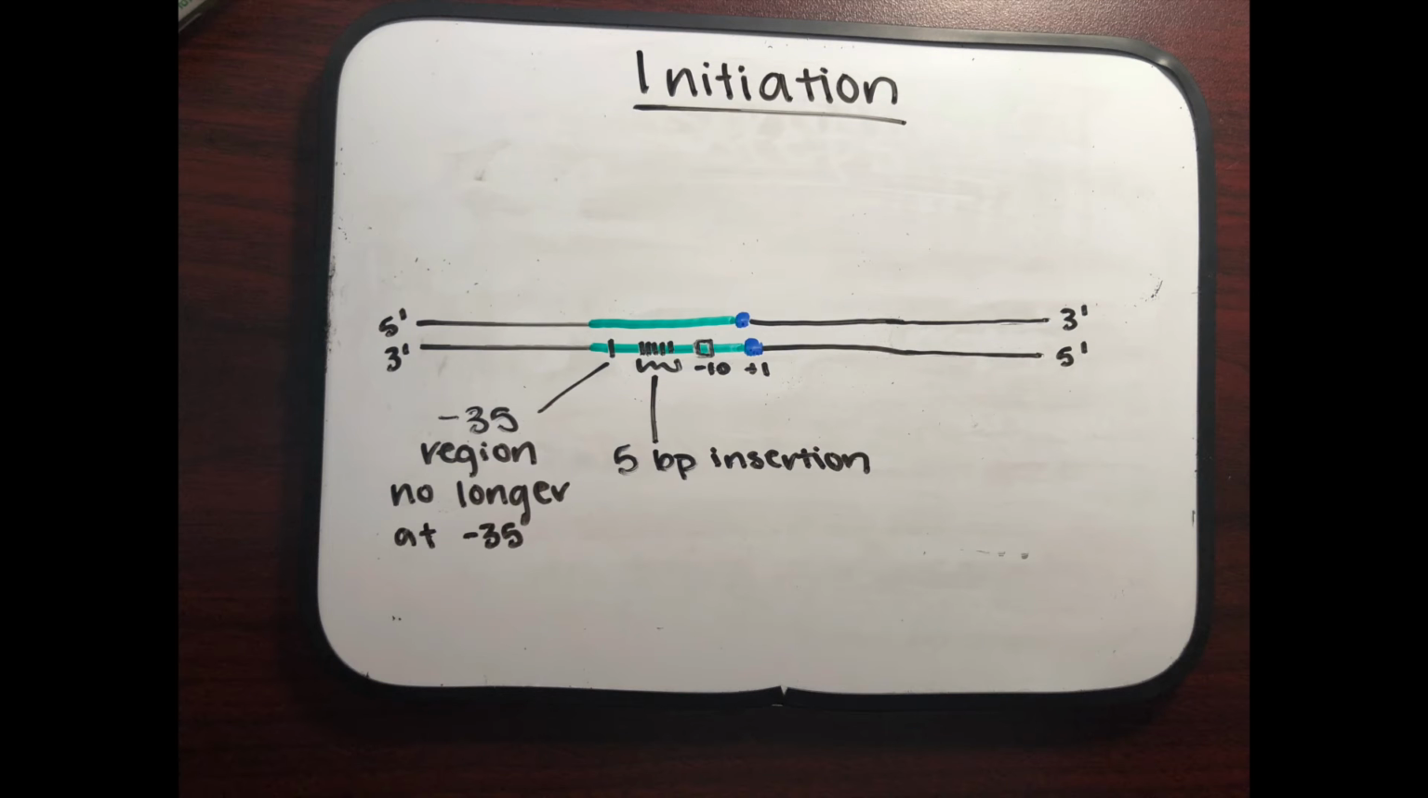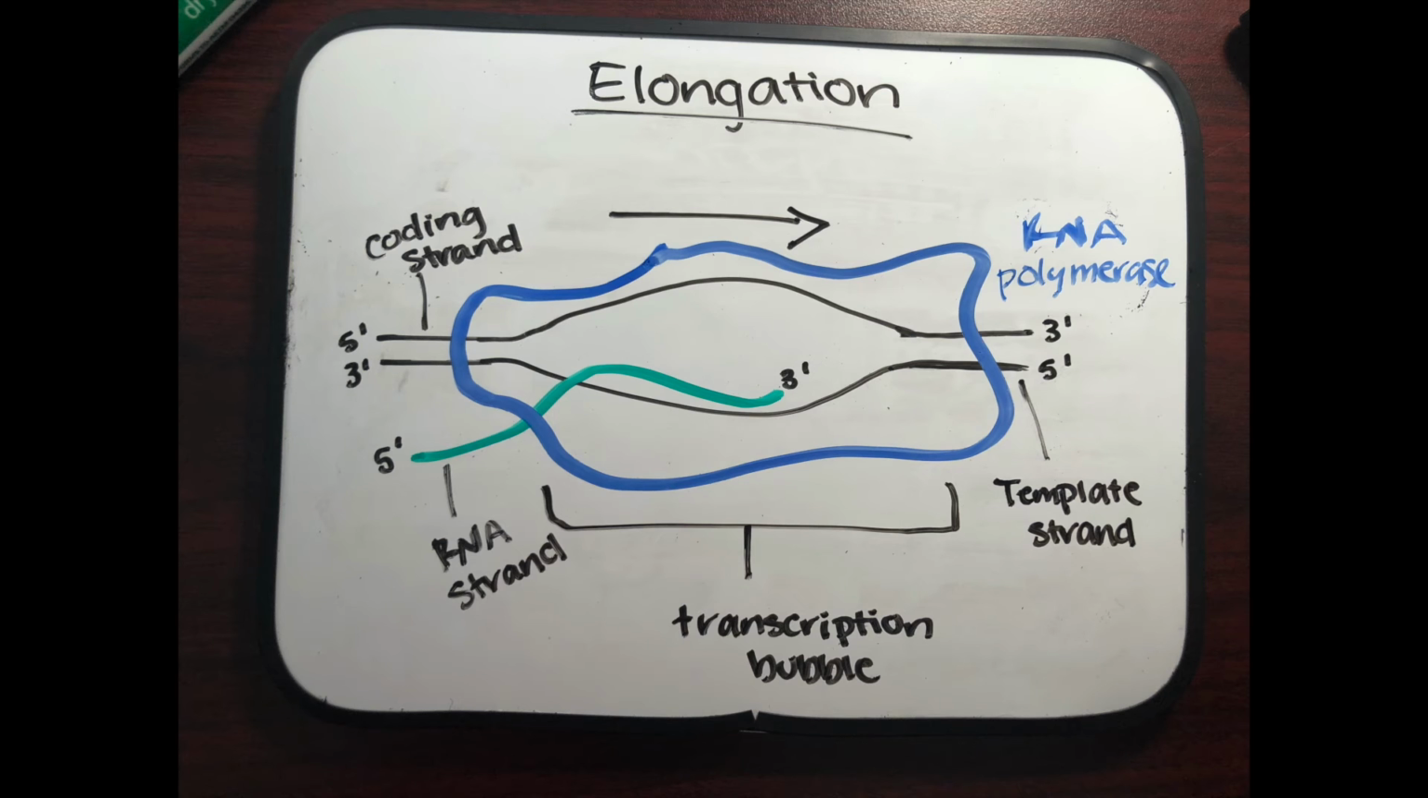Also, this base pair codes for the amino acid phenylalanine, which can produce problems in the cell if too much of that is produced. The next step of transcription in prokaryotes is elongation.